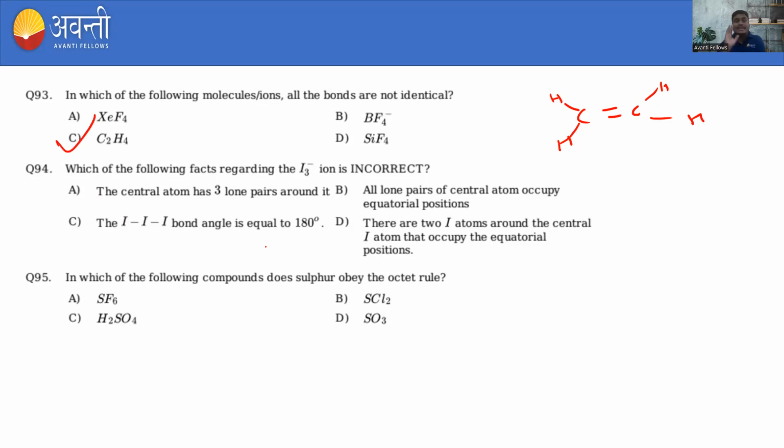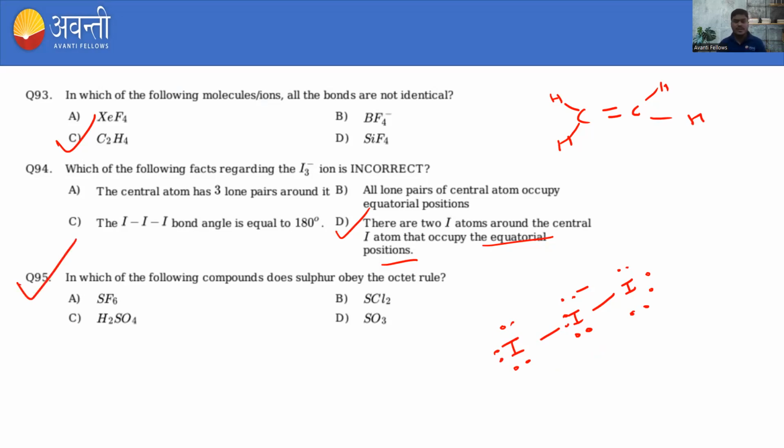Which of the following facts regarding I3 negative are incorrect? So you have to find which of the following facts is incorrect. The statement that there are two I atoms around the central I atom that occupy the equatorial position is incorrect, right? The correct structure for I3 negative is I, I and I, with the negative charge, and lone pairs 2, 4, 6. Right? So this is how we can draw that. So the two I atoms around the central atom occupy the axial position, not the equatorial position.